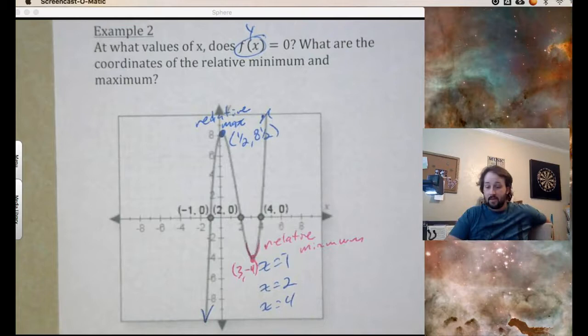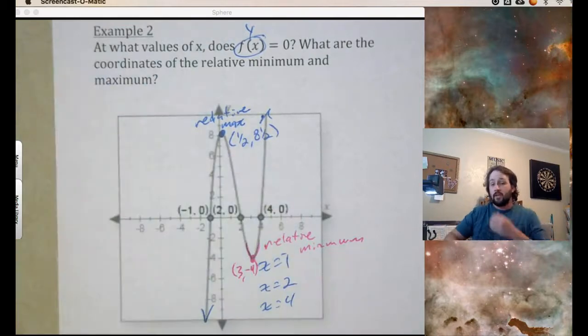Yeah, that's all I'll say about it right now. But for now, you're just approximating, getting kind of close to where our relative minimums and maximums are. It's not as easy as finding the vertex like it was in a quadratic.